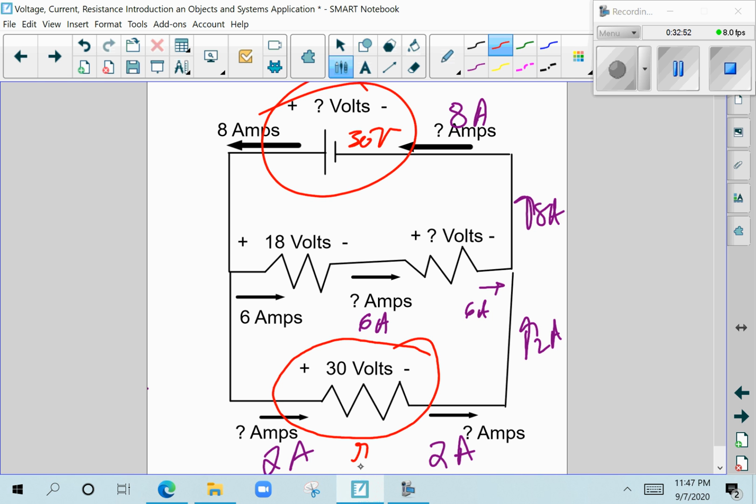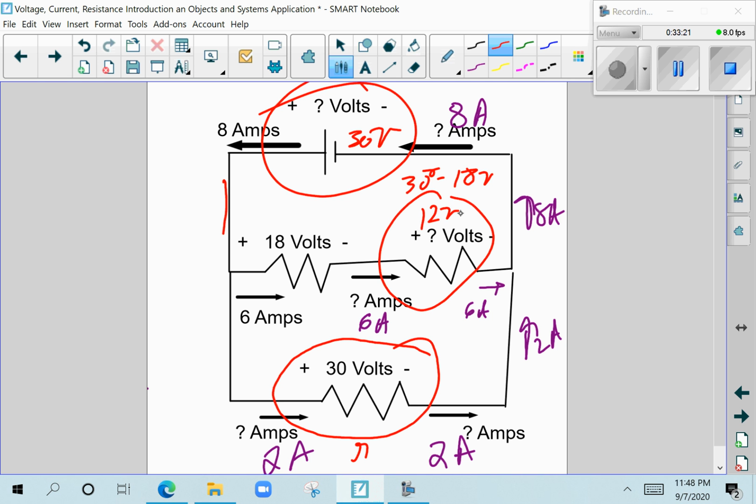Likewise, 30 are on the shipment that comes through this line. If this first resistor takes 18, then the other resistor here must be getting 30 minus 18 volts. So 30 volts minus 18 volts. And so 30 minus 18 is 12. So this must be 12 volts.